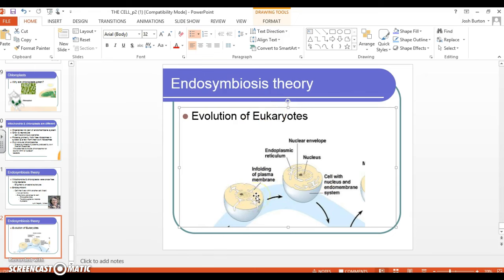That's it for the individual organelles and the structures there. We'll look at the next chapter, chapter 4, the cell membrane, here in a little bit.